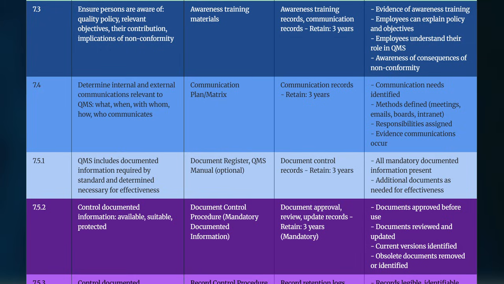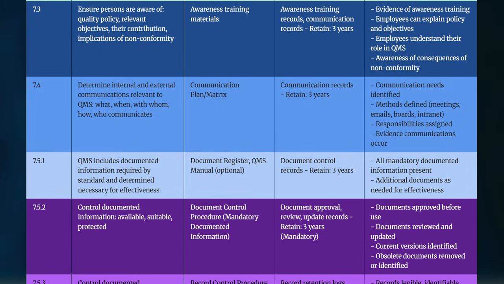Examples of those requirements that you can present as evidence: you need to have evidence of awareness training, and employees can explain the policy and objectives. That means you train them, and employees also understand their roles in the QMS, which you can do through induction, and awareness of consequences of nonconformity, which you can also give them through toolbox talks, inductions, and training on the policy and objectives.